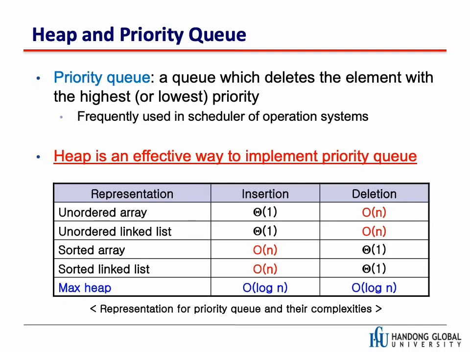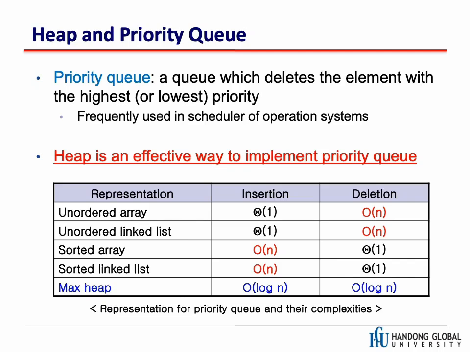Let's say we have an unordered array, an unordered linked list, a sorted array and a sorted linked list. Unordered array and linked list have the same kind of computational complexity in big O notation. When we insert into an unordered array, it's just constant. When we insert into an unordered linked list, it's just constant. And when we delete, we have to find where it is, so it takes n. It is linear time.